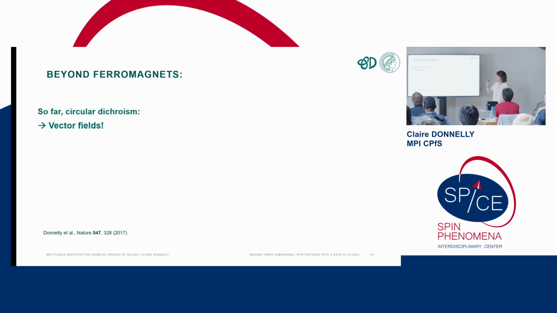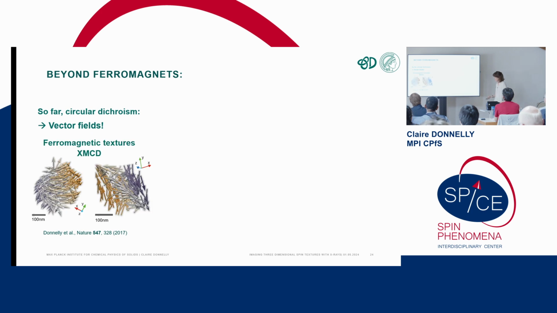So let's just catch up quickly. So far, what I've been showing you is actually work based on circular dichroism, where we probe the magnetization of our sample. And indeed, in this way, we can image these vector fields, these ferromagnetic textures, in XMCD. We have beautiful results imaging these Bloch points.